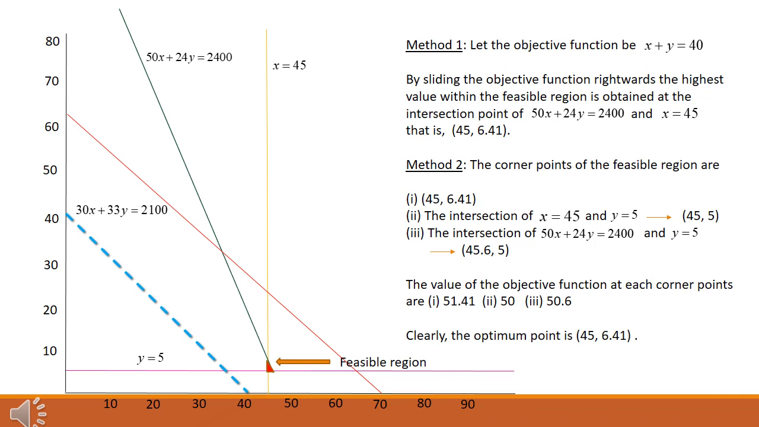For each corner point, we get the value of the objective function as 51.41, 50 and 50.6. So the maximum value is achieved at the first point, which is 45 and 6.41.